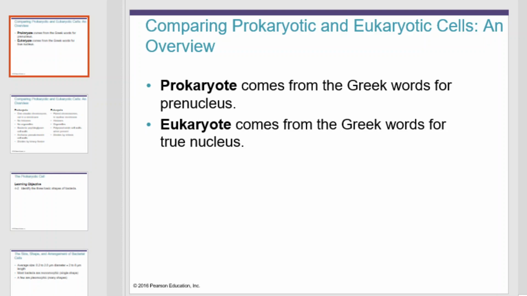To begin, we need to define the terms prokaryote and eukaryote. The term prokaryote comes from the Greek word for pre-nucleus. Organisms labeled as prokaryotes lack a nucleus and any membrane-bound organelle. The term eukaryote comes from the Greek word for true nucleus. Organisms labeled as eukaryotes have a nucleus and membrane-bound organelles.